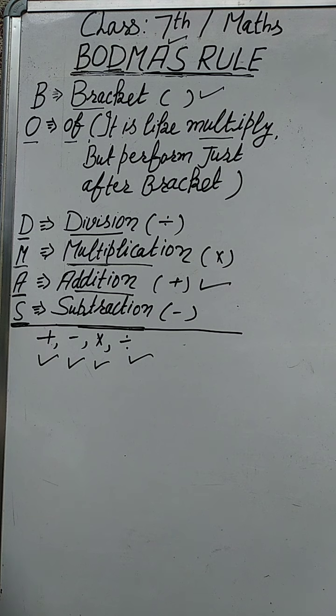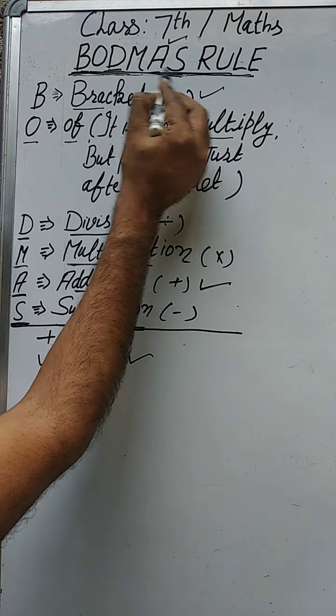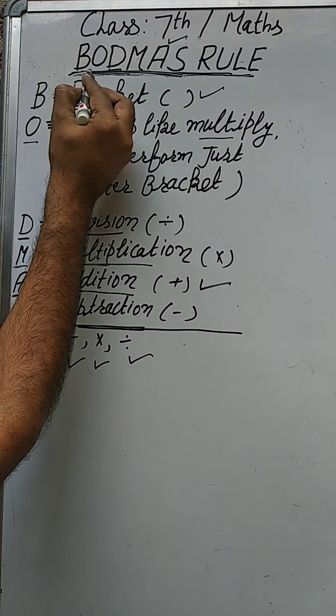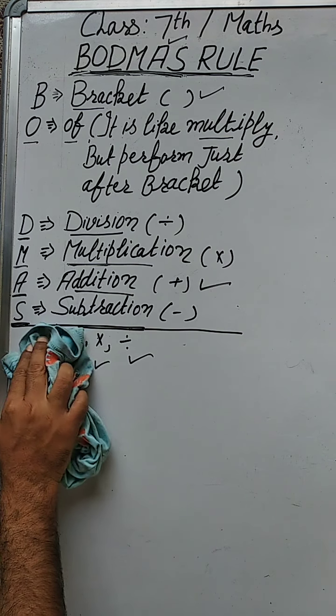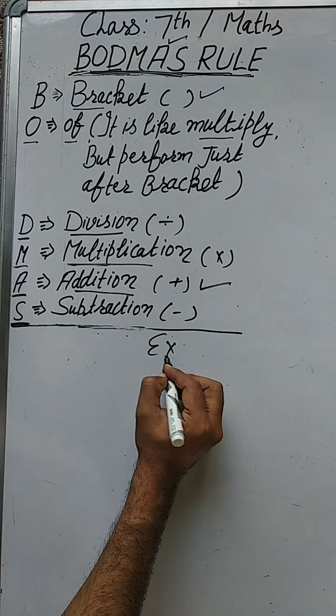So according to the letters in the word BODMAS, you have to move in your question. Okay? Whichever letter comes first, you will perform that operation first. Clear beta? Now I am starting your exercise 1.3. Exercise 1.3.